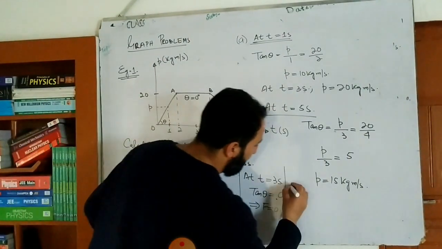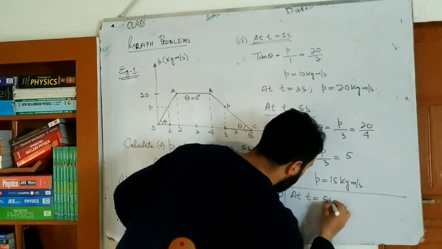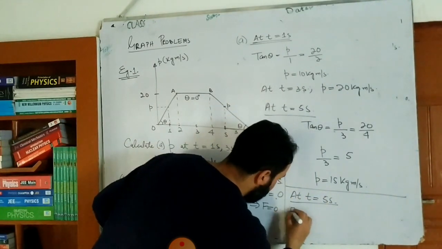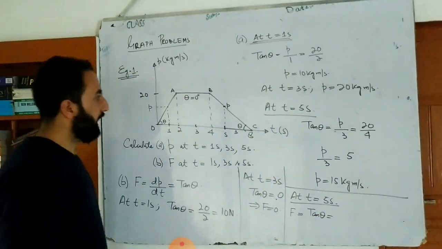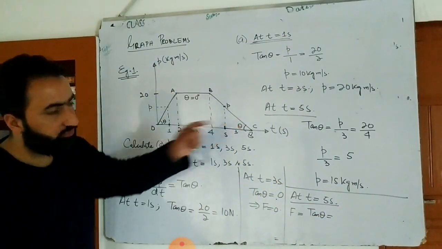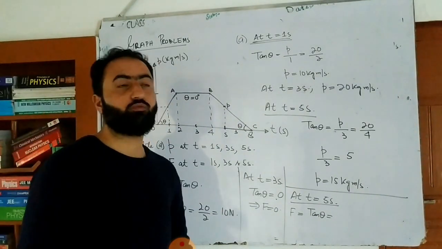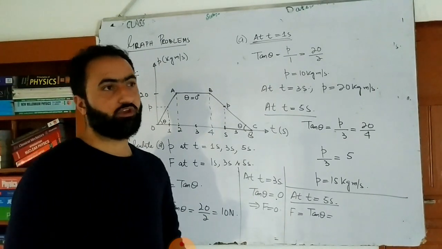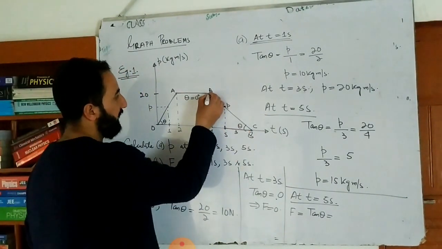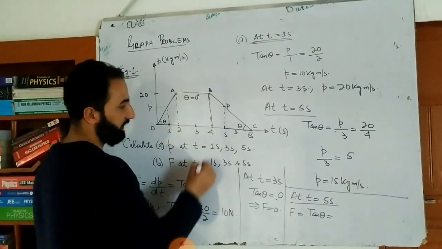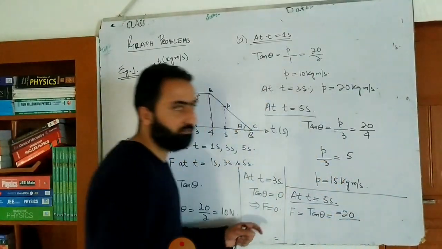Now next is at t equal to 5 seconds. Again the force F will be equal to tan theta. But here the slope will be negative because the momentum is decreasing. When the momentum is decreasing, force will be negative, and negative force implies retarding force, the force of retardation. So tan theta will be perpendicular, and this perpendicular is 20. So here I will write down minus 20.